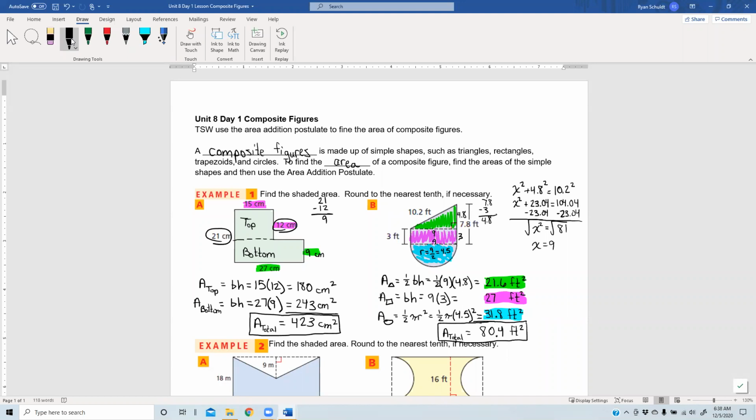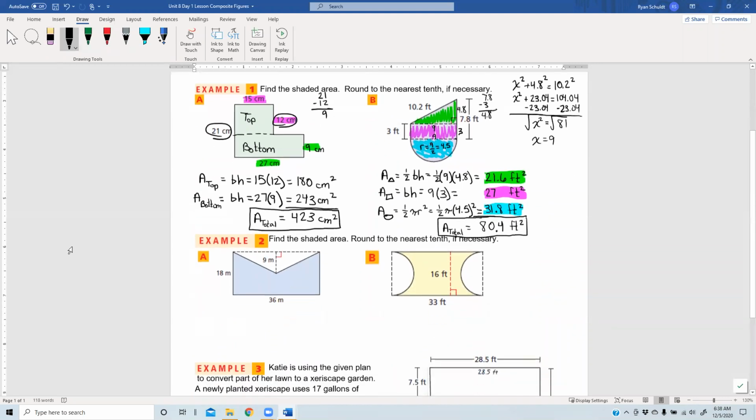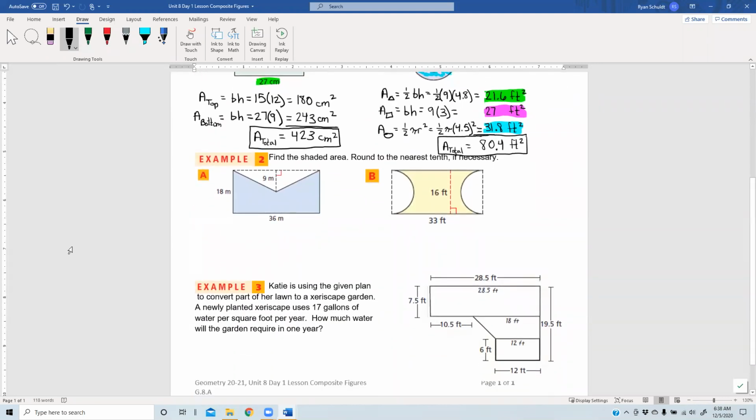Okay, so those are ones where we add. Now let's look at some where it would be easier, and by easier, I mean a lot easier, to subtract and be done with it.